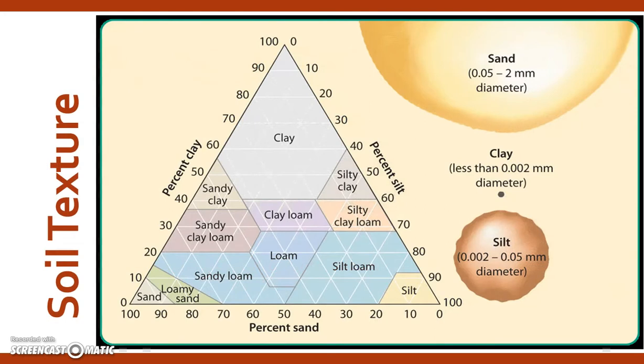Now, when we talk about soil texture, we have this diagram that represents the percentage of clay, the percentage of silt, and then the percentage of sand. So you can see here we have the diameter of our sand, and it's blown up big so that you can see sand in comparison to silt and clay. And then of course if you look at the diagram, right here in the middle is your loam.